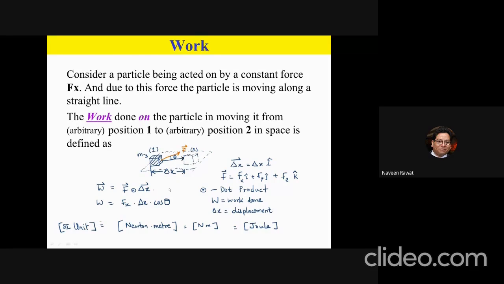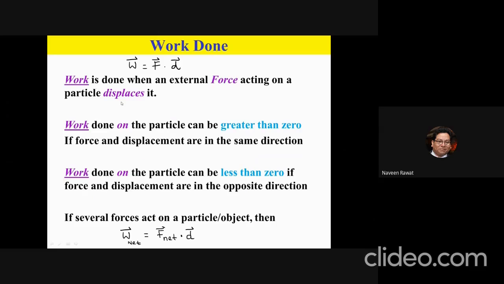Okay, now we write work done as W, and displacement can be anything. Sometimes people use D, sometimes X, so that can change. And the unit of work in SI is newton meter, and in compact form it is also known as joule. Okay, so the first statement that we want to understand is that work is done on an object when the external force acting on it will displace it.